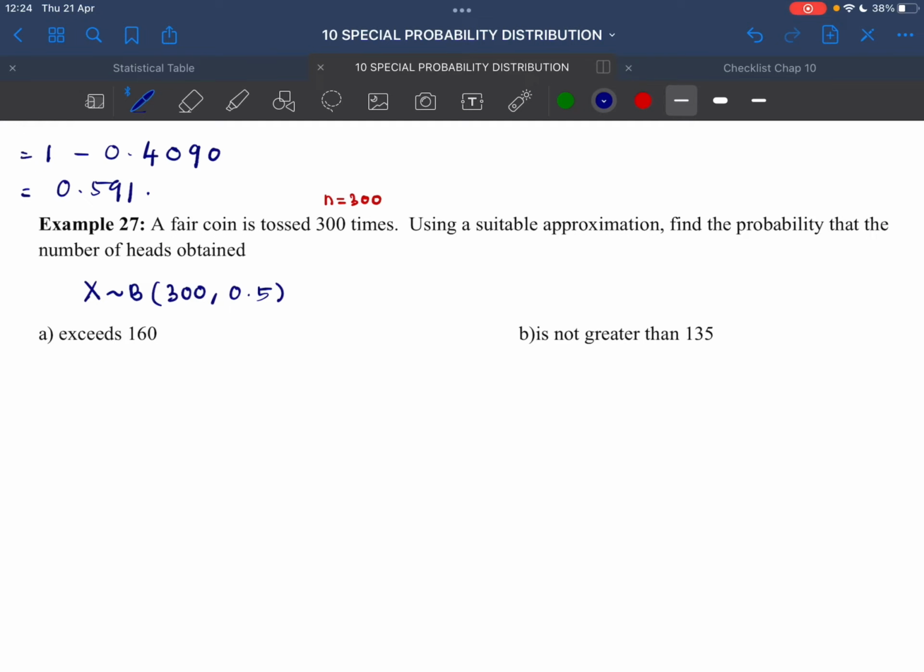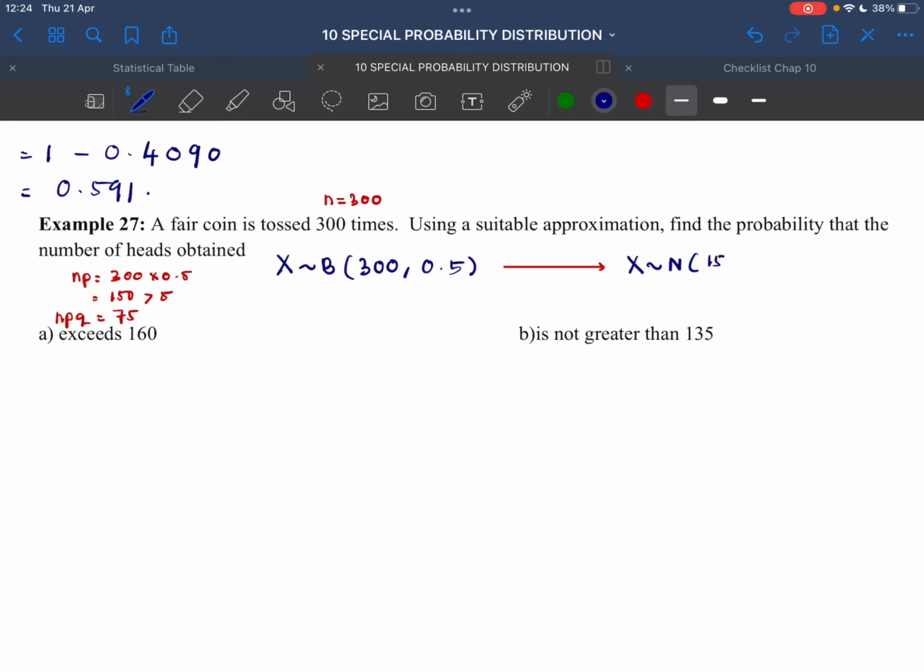Okay, so the next thing is we have to verify that your NP is greater than or equal to 5. So we have NP equals 300 times 0.5, which is 150. Okay, which is greater than 5. So we have to change this into normal. And then we find our NPQ, which is you should get 75. So this one changes to normal, and that will be mu, the mean, which is 140, and the variance NPQ, 75.